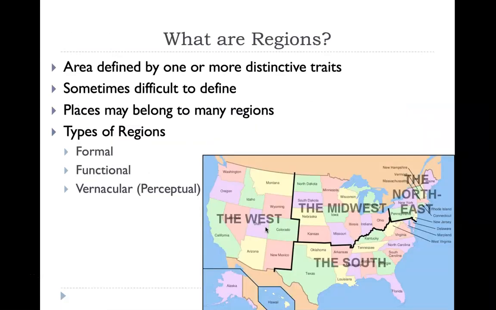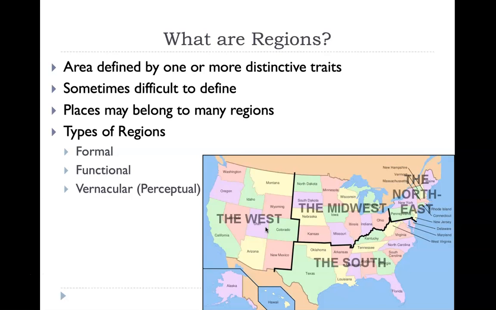All right. Regions are another important concept, right? The idea of regions. We talk in regions all the time. We don't always know it, but we do that, right? A region is an area defined by one or more distinctive traits, right? And this can be difficult to define. We're going to talk about three different types of regions: formal, functional, and vernacular or perceptual regions.